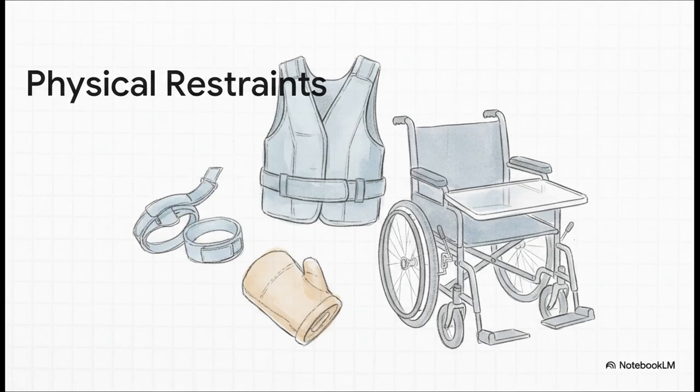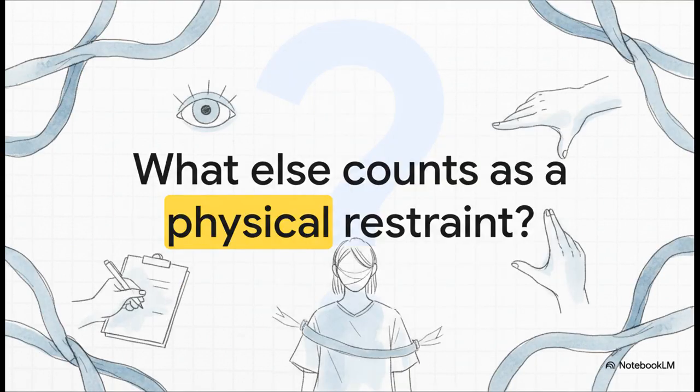When most of us hear the word restraints, these are probably what pop into our heads, right? Vests, wrist or mitt restraints, lap buddies, even a chair with a tray table locked in place so a person can't get up. These are the easy-to-spot textbook examples. But, and this is a huge but, the definition is so much broader than just these specific devices. So what else could possibly be considered a physical restraint?